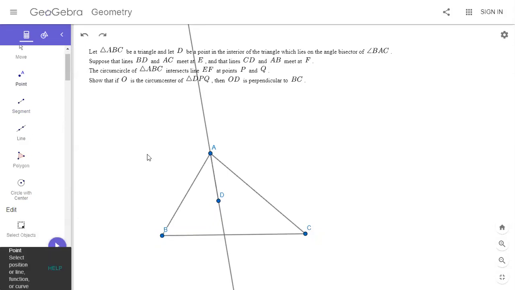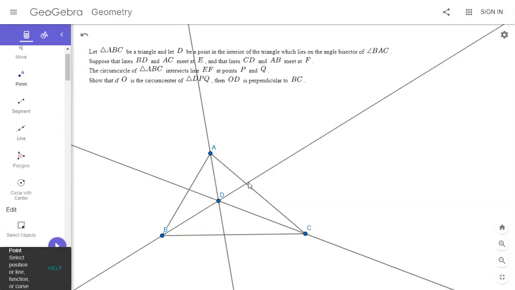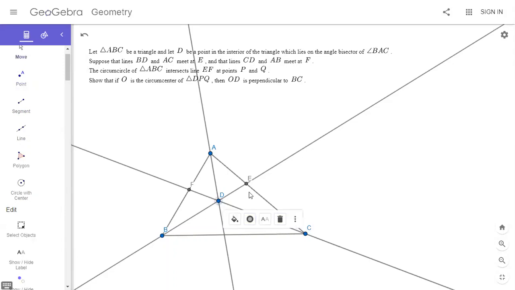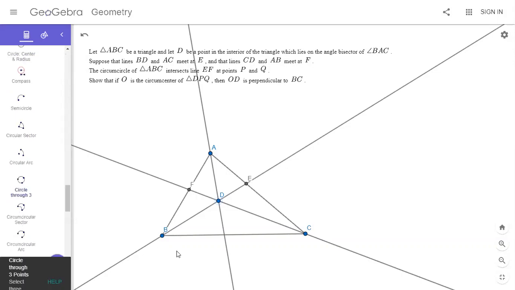Actually, let me draw the bisector. So BD and AC meet at E, and CD and AB meet at F. I think this point D should look blue. The circumcircle of ABC intersects EF at P and Q.